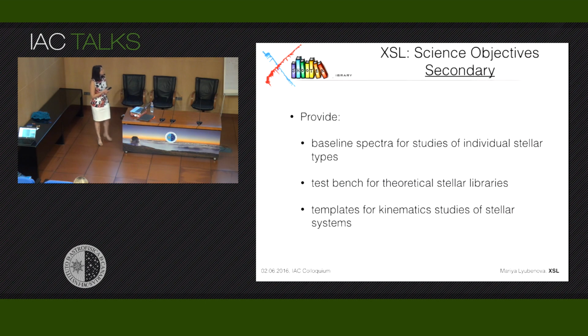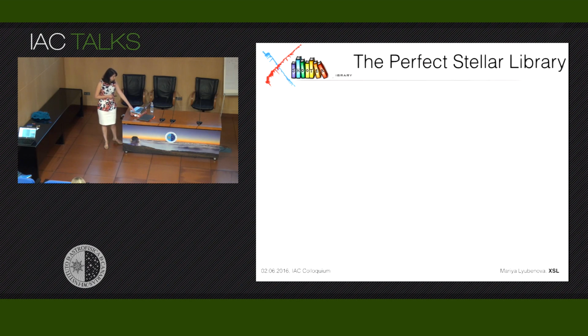What we will provide to the end user is baseline spectra for studies of individual stellar types, so one can do a lot of stellar astrophysics, a test bench for theoretical stellar libraries, and very important templates for kinematic studies of stellar systems. Here we hope also to make the exoplanet community happy, not only for global cluster studies or galaxies, but also to find very small velocity offsets.